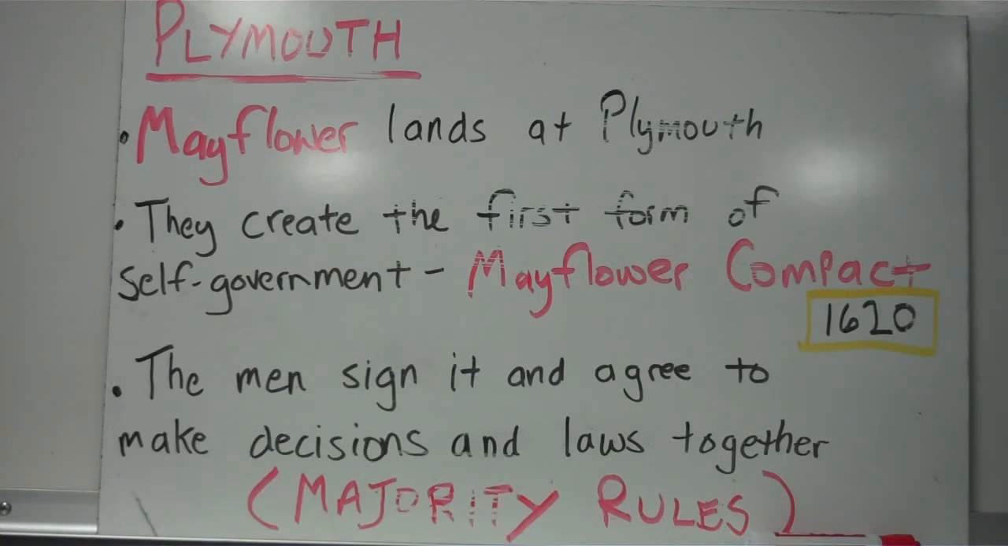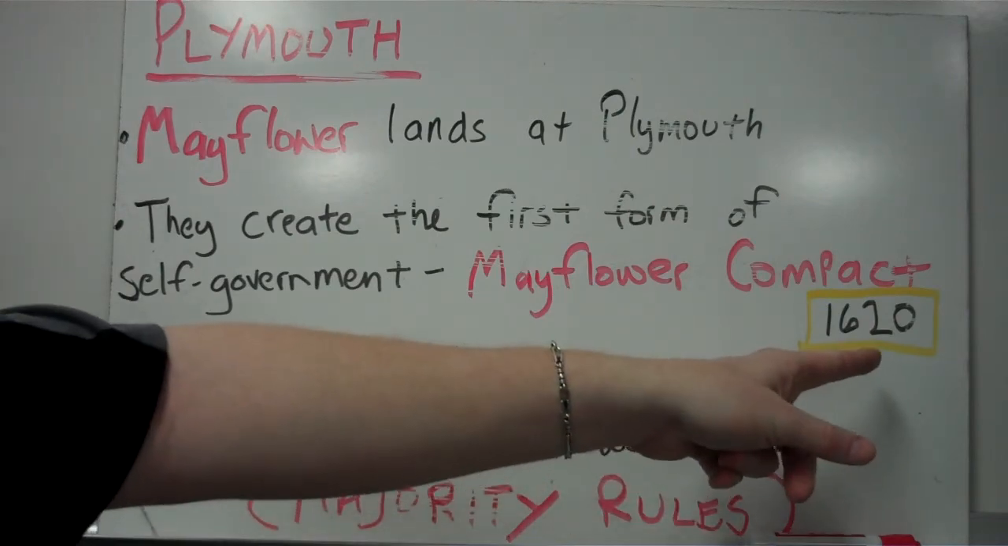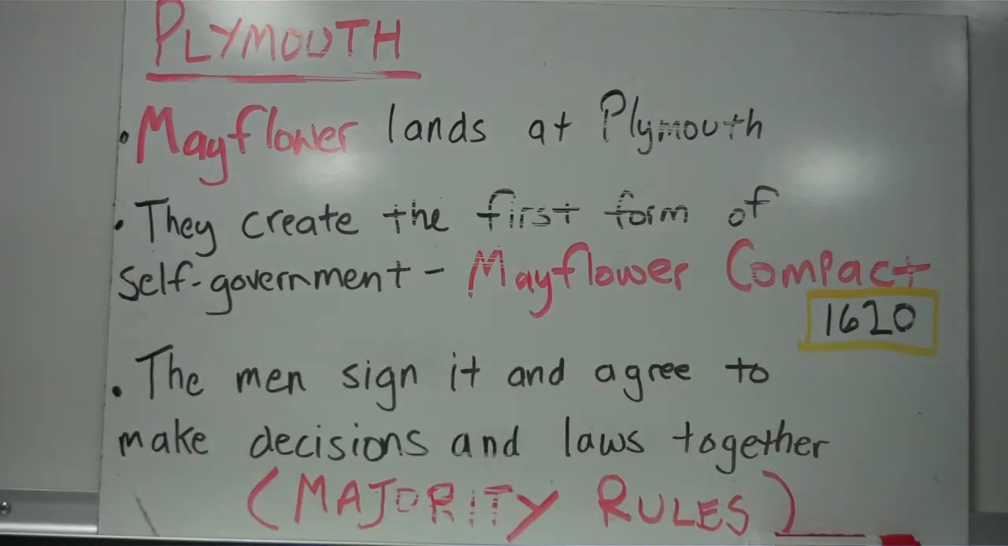because it's one where the men, the people on the boat, sorry ladies, the men decide that they're going to make decisions and laws together. And they sign this compact in 1620. Again, here's another date. Be sure that you highlight it in yellow. So the men sign it and agree to make decisions and laws together, and we call this majority rules. And again, this would become a very important concept in our government.